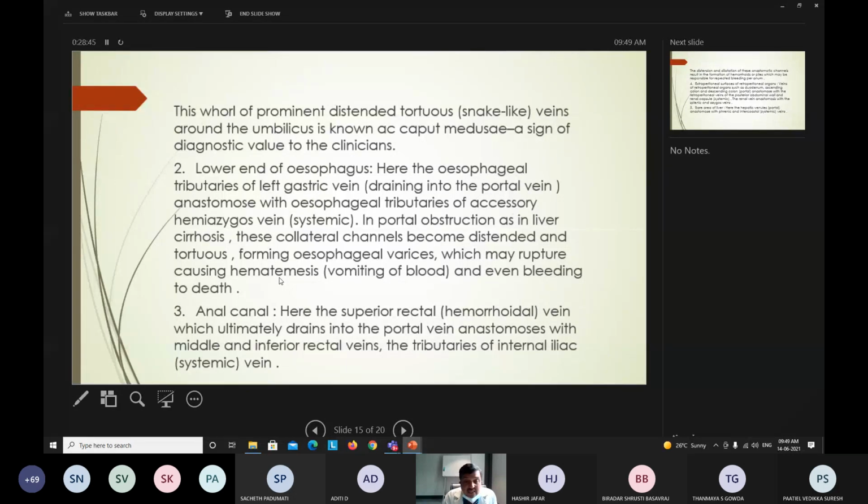That condition is called hemorrhoids, commonly called piles. Sometimes there is oozing of blood during the act of defecation. So this is called piles or hemorrhoids. So this is the third site for portocaval anastomosis.